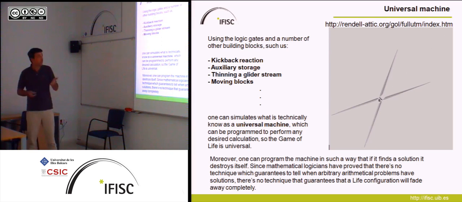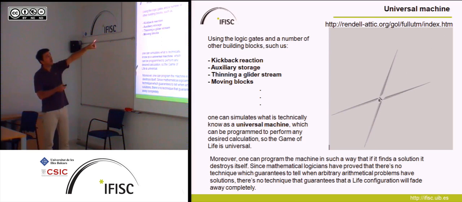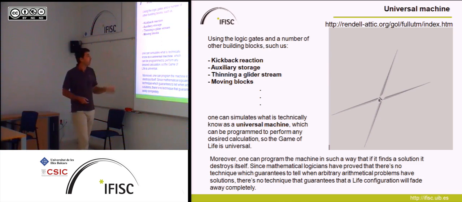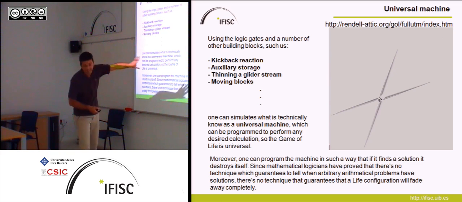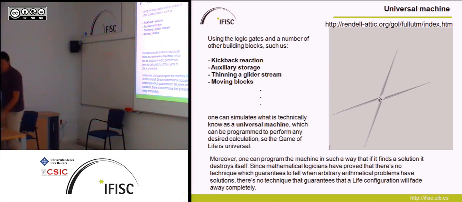Actually, somebody has done that. It's amazing. This guy, Paul Rendell, has a web page. You go there, this guy in the Game of Life has built a universal machine. A universal Turing machine looks like this. It's a really amazing object. I'll show you a movie. I'll show you an actual simulation.